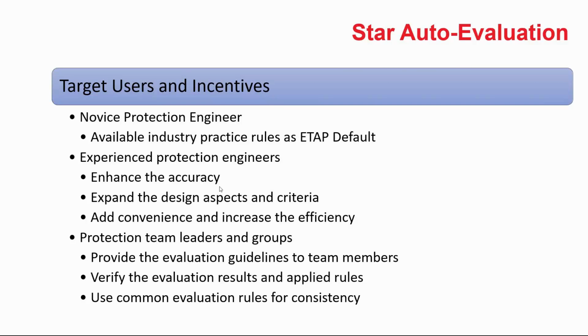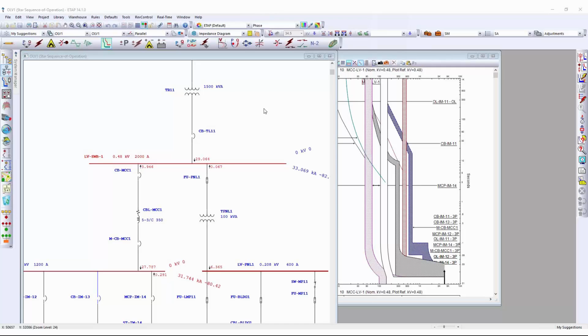As I have showed you in the rulebook, you have the proximity check, and this is something you cannot typically verify visually, right? The convenience and increased efficiency in navigation within the analysis viewer would be another major advantage for the experienced engineer. But let me show you one example of expanded design aspects and criteria, something that we may miss in our protection and coordination studies.